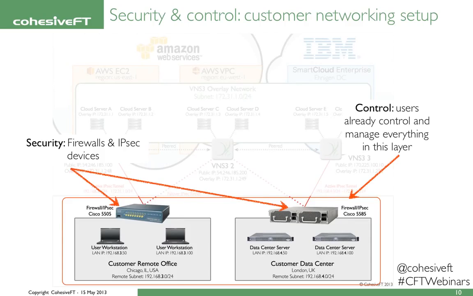So starting from the bottom up, both Chicago and London remote locations have security provided by the firewalls and edge devices. And again, the one in Chicago is slightly lighter as it's an office location rather than a data center. So the control here is already with the cloud user, as the devices are owned and managed by the cloud user.